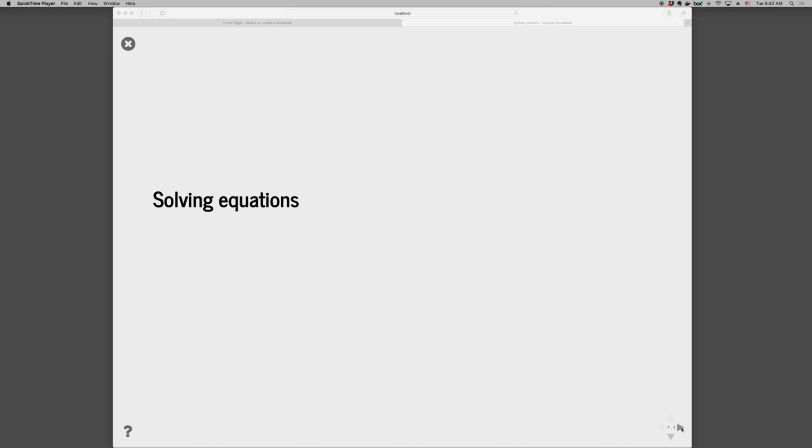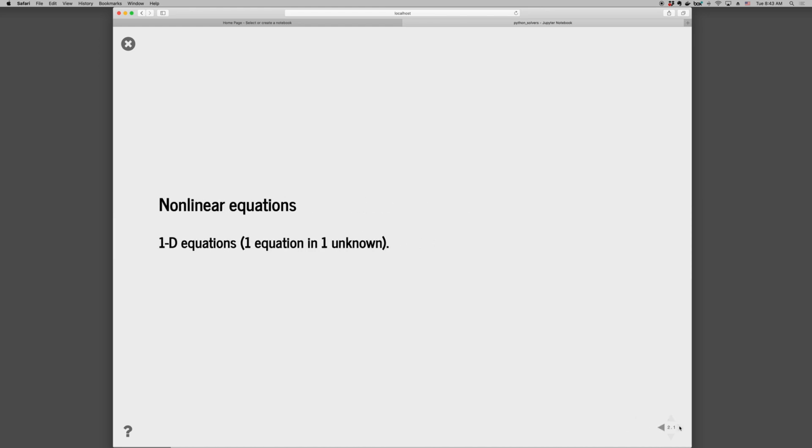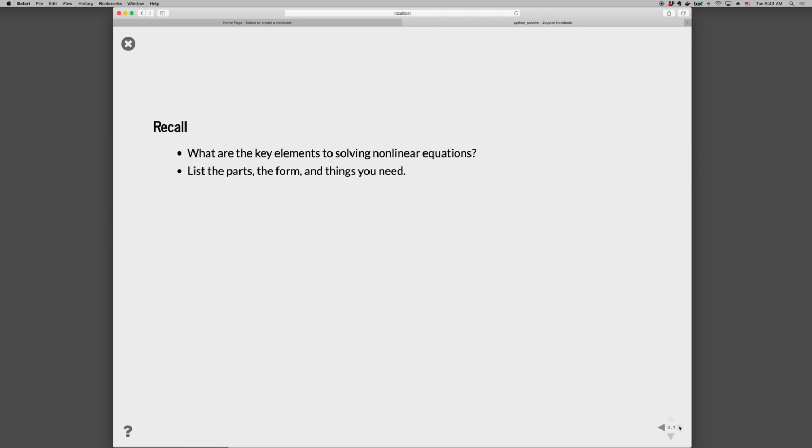So the following is an introduction to solving nonlinear equations using Python. Specifically, we'll use the fsolve function from the scipy.optimize library. And we'll start with one equation and one unknown, and then move on to systems of equations.